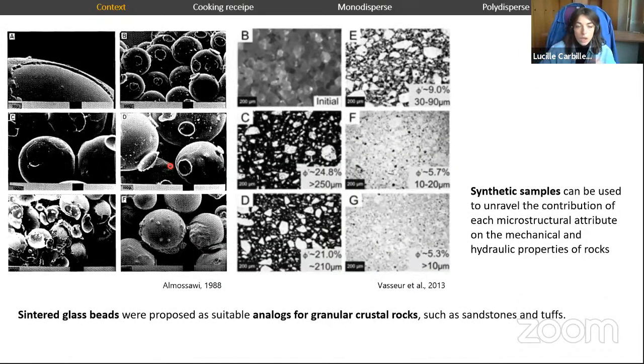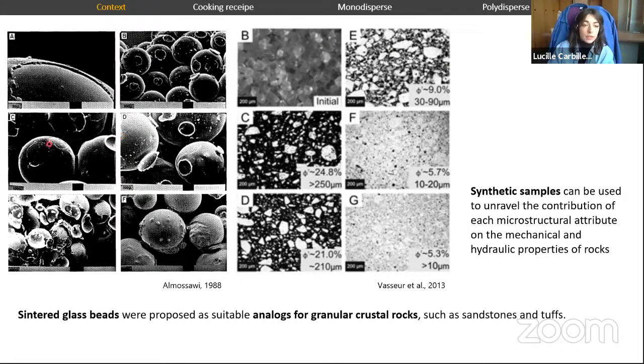So to do so, several strategies could be considered, and we chose to conduct experiments on precisely controlled synthetic samples, for which we exactly know and can design the microstructural geometries and the porosity. So we follow the rationale of previous experimental studies, some of which actually date from before the 1950s.